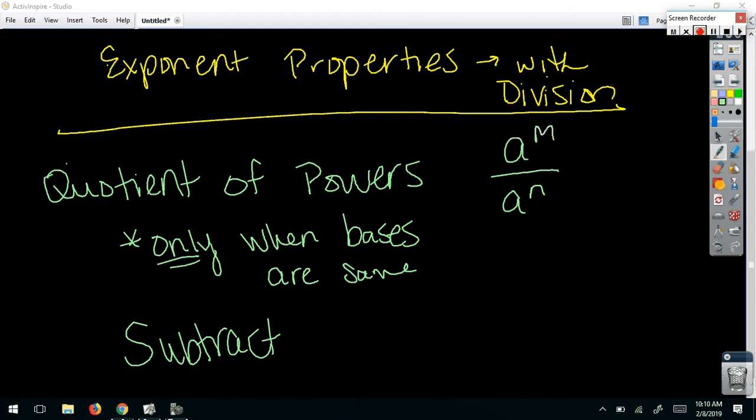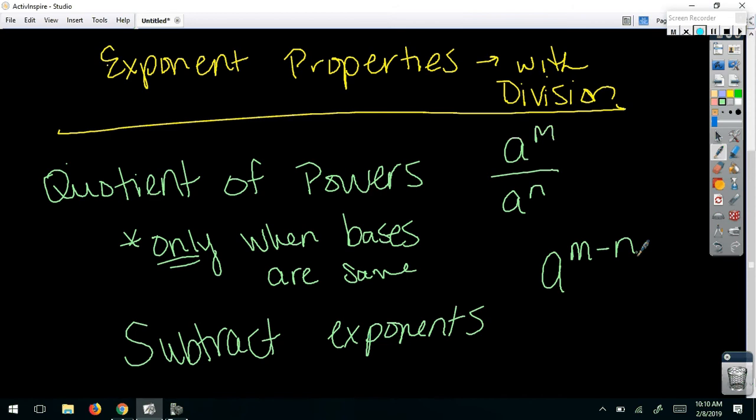Okay, so only when the bases are the same. Opposite of multiplication is division, so if we add them when we multiply, then we subtract the exponents when we divide. So this would become a to the m minus n. So that base stays there.